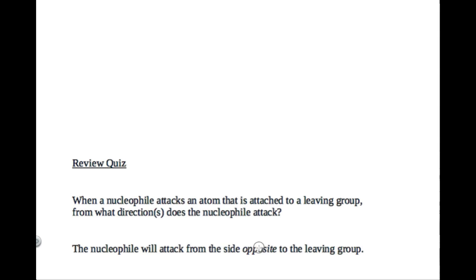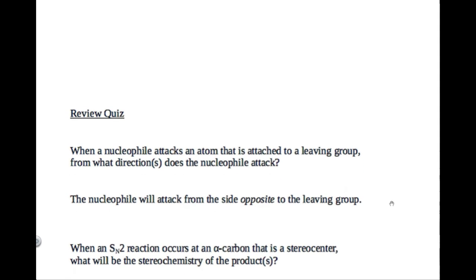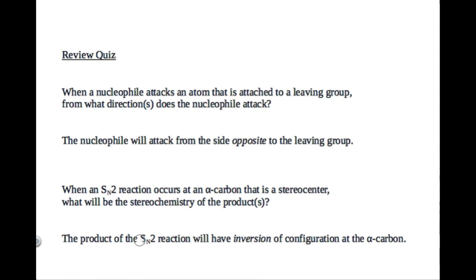We learned this in an earlier video. We didn't explain why this is true. You might find an explanation for this in your textbook. This is just a fact that we've memorized. Next question. When an SN2 reaction occurs at an alpha carbon that is a stereocenter, what will be the stereochemistry of the product? Here's the answer. The product of the SN2 reaction will have inversion of configuration at the alpha carbon.